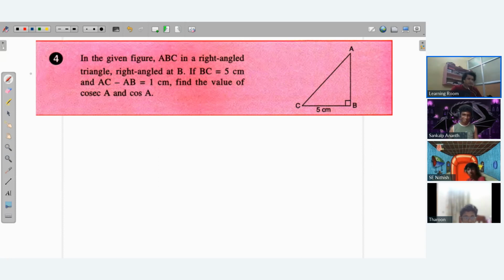Okay, try this one. A, B, C. AC minus AB is 1 centimeter. Find the value of the set. So I can use Pythagoras theorem, yes, of course. So I can write AC square is equal to BC square plus AB square. Can I whole square it? When I take out the thing, it'll be like AC minus AB. You know Pythagoras theorem, whichever is available that you can use.